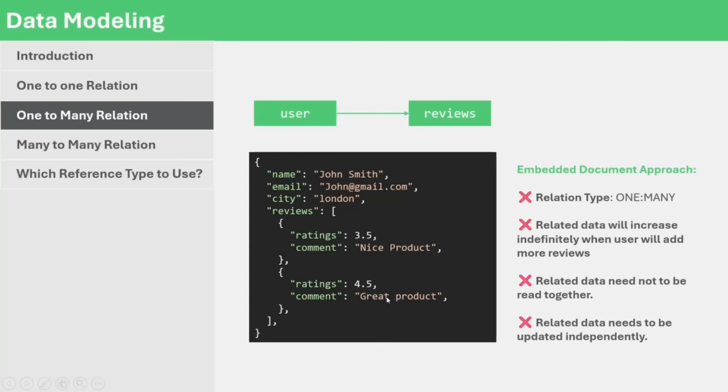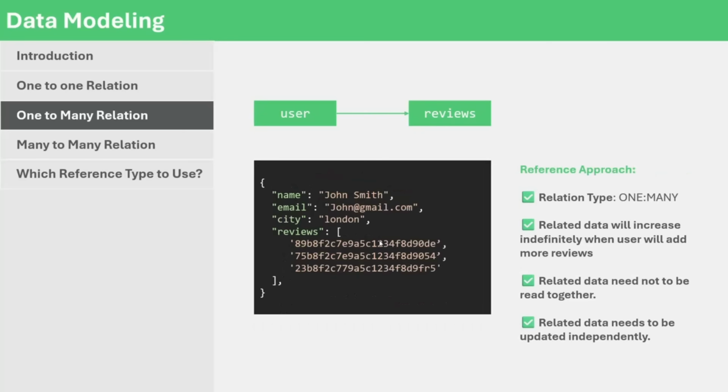And finally, the related data need to be updated independently. Yes, the reviews data can be updated independently. So in this case also, embedded document approach is not advisable. So all these four criteria fail if we use embedded document approach for this scenario. So in this case, we need to go with reference approach.